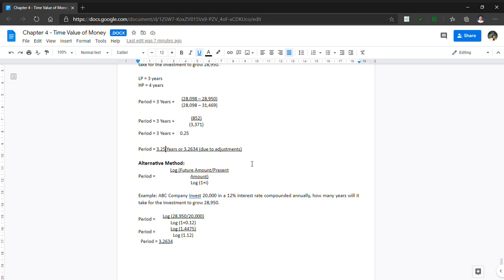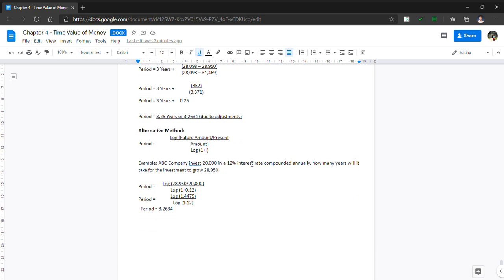So another method in computing for the period is using the log. Sa mga scientific calculators pwede nyo gamitin ito. So log of future amount divided by present amount, tapos divided by log of 1 plus interest rate. So yung example natin kanina sa ABC company nag-invest ng 20,000 at 12% interest. How many years will it take for the investment to grow to 28,950, right? So we can compute it using this formula.